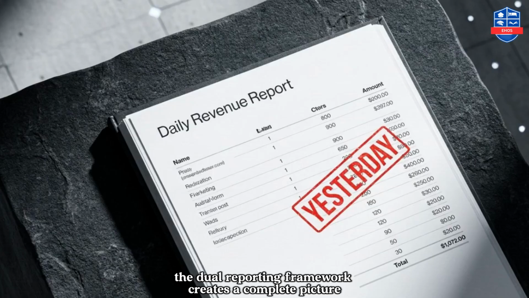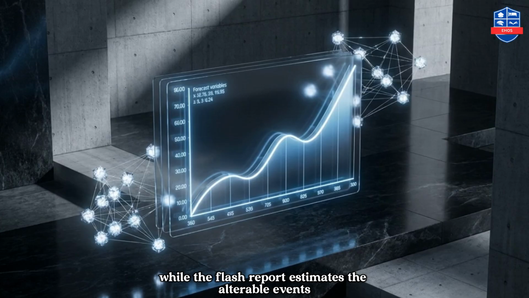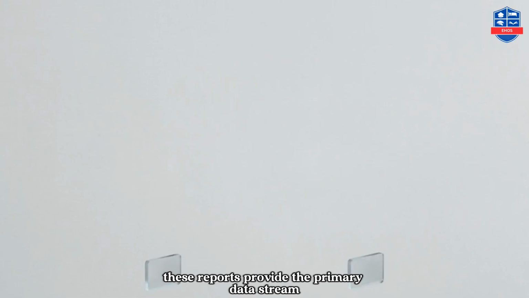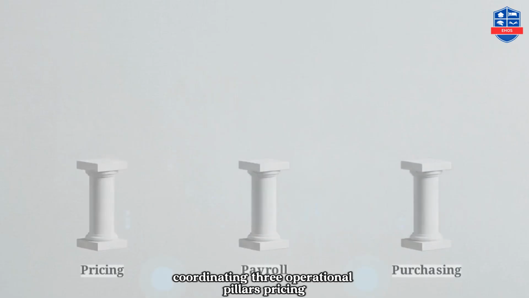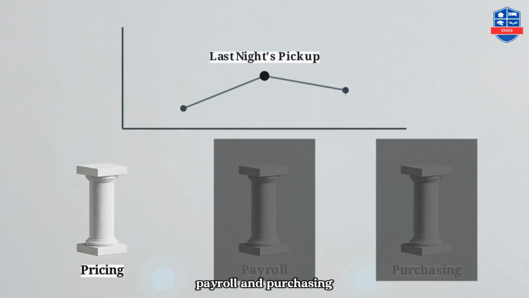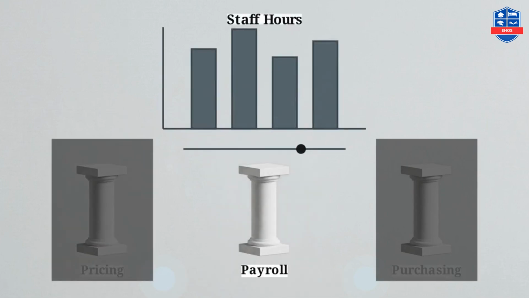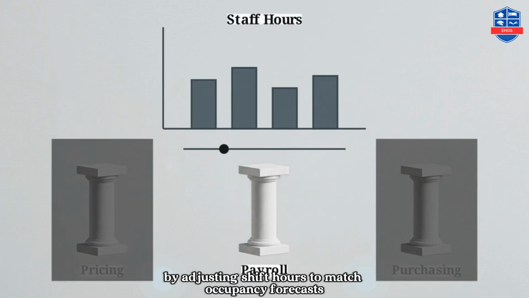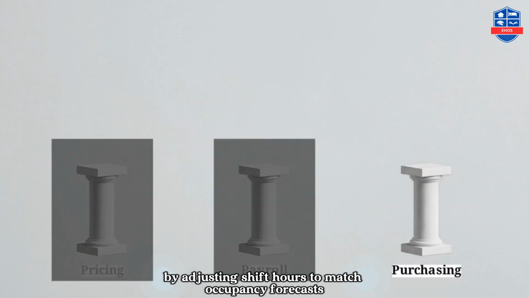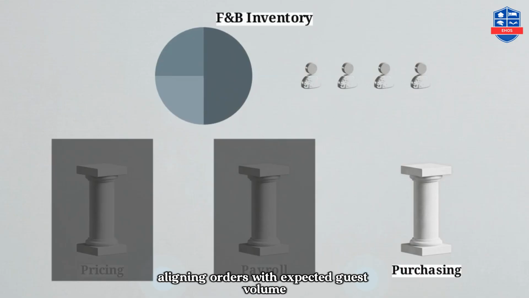The dual reporting framework creates a complete picture. The DRR records the unchangeable facts of yesterday, while the Flash Report estimates the alterable events of today. Together, these reports provide the primary data stream coordinating three operational pillars: pricing, payroll, and purchasing. This enables tactical pricing adjustments, responding to last night's pickup. It drives labor optimization by adjusting shift hours to match occupancy forecasts. Finally, it ensures precise purchasing, aligning orders with expected guest volume.